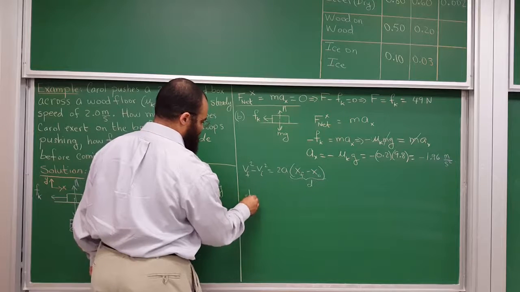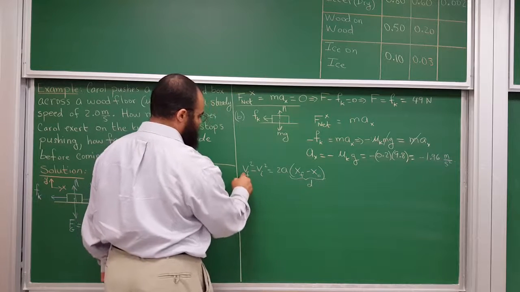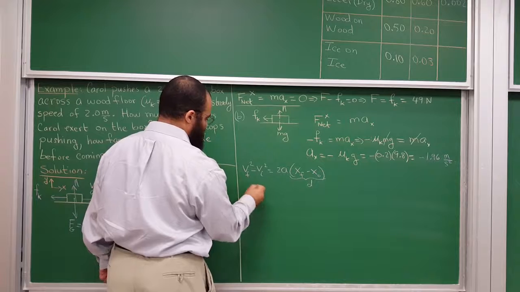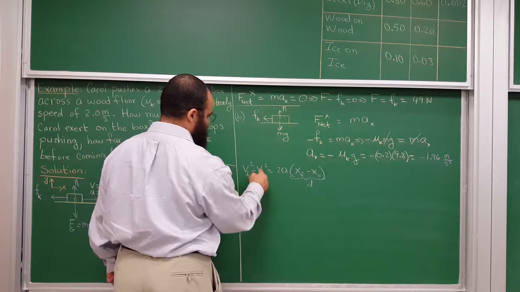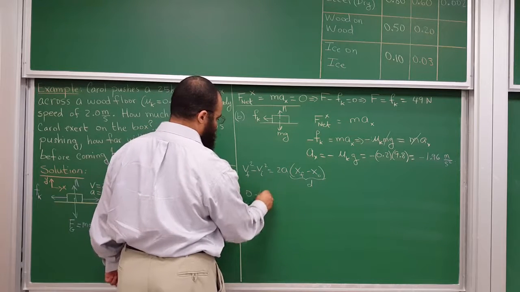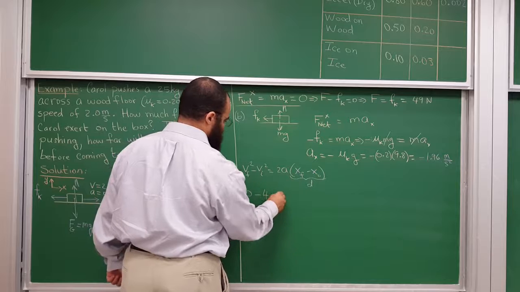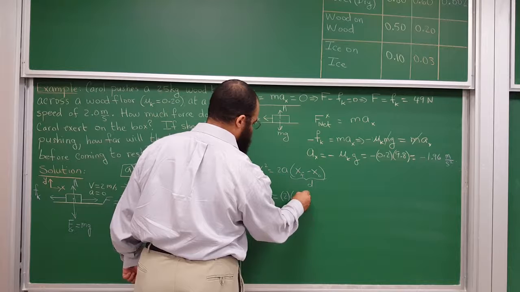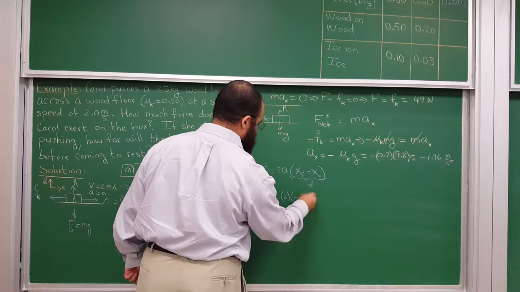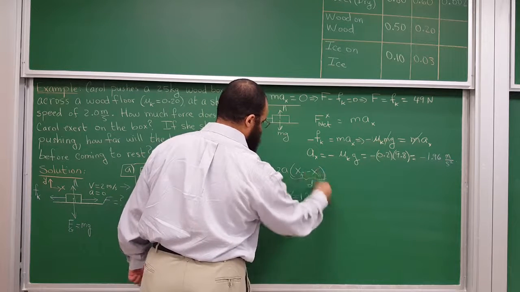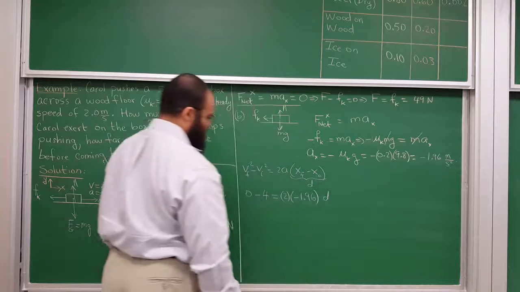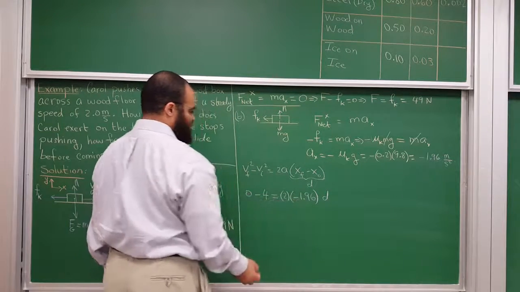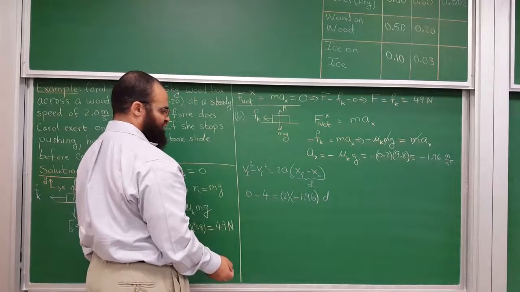So d, or before I continue, the final velocity would be 0 because it comes to rest, minus the initial velocity squared, that's 2 squared, which is 4, equals 2 times the acceleration. The acceleration is negative 1.96. And then this is the distance that it moves. And as you see, a minus and a minus will go away. The distance will just be positive.